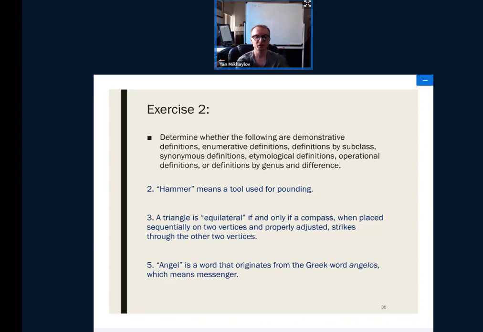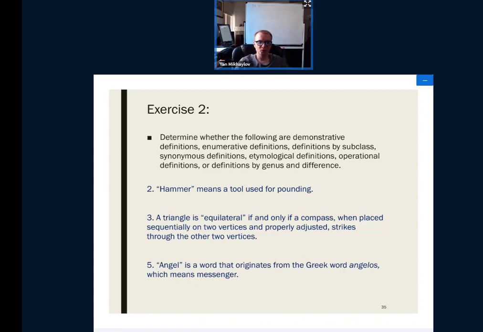So another extra credit. Determine what are these techniques here. What are these definitions created? The 3 definitions you have could be demonstrative, enumerative, subclass, synonymous, etymological, operational, or genus and difference. Figure out all 3. I want the correct answer for all 3 of them. Okay, Megan got it. Genus and difference, yes. That top one is genus and difference.